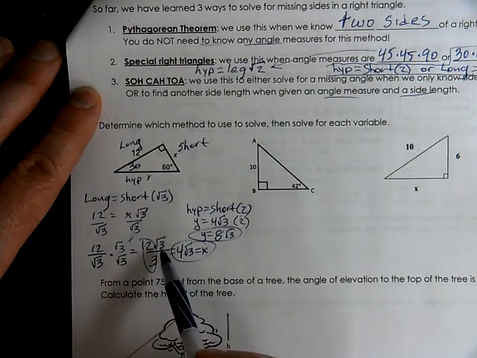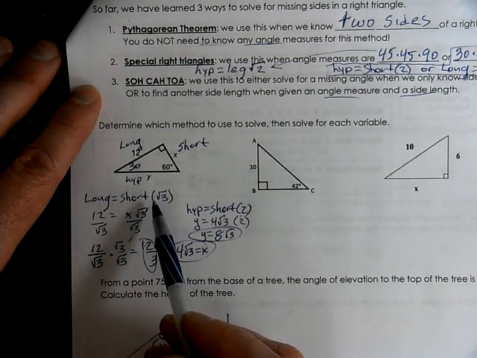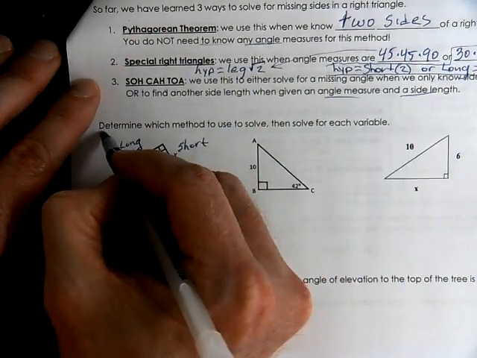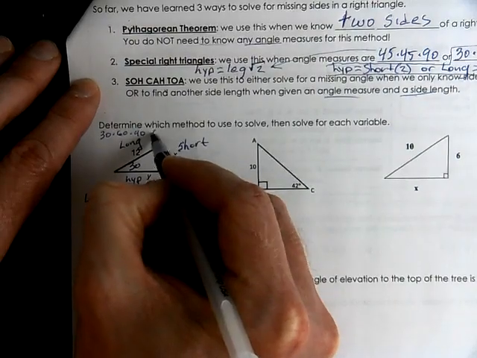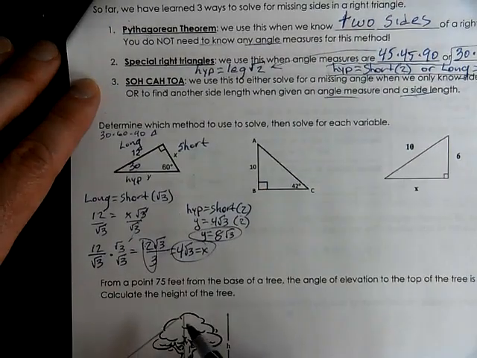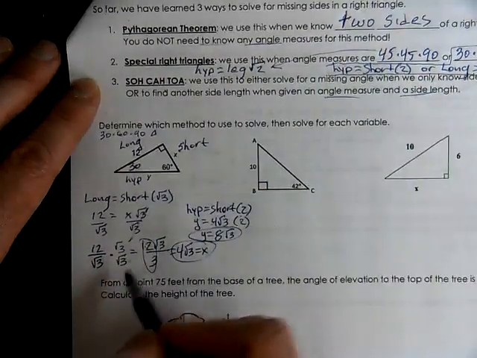We use special right triangles, 30, 60, 90. 30, 60, 90 triangle. 2 formulas we can use.